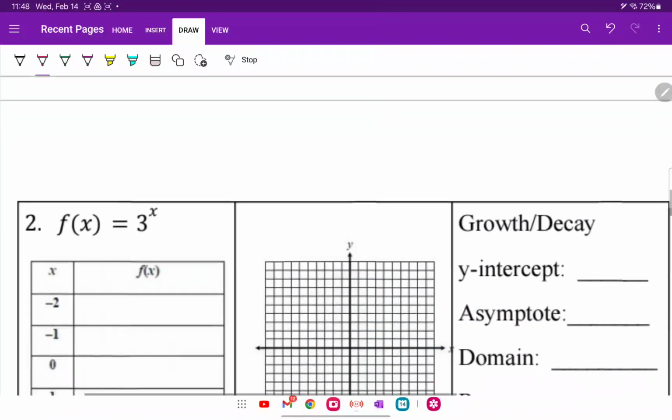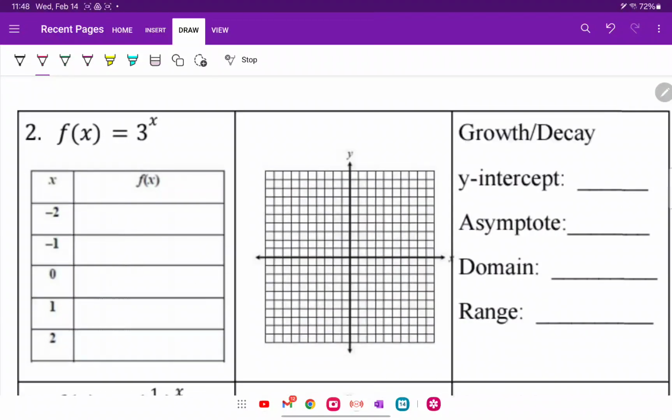So for number 2, we're given f of x equals 3 to the x. So hopefully you see here that 3 is our b value. That is greater than 1, so that again is growth. All right, we're just going to create our table. So we're changing this x value to -2, -1. And again, notice I always use parentheses here. 3 to the 0, 3 to the first, and 3 squared. Type each one in my calculator. Let it give me my answer.